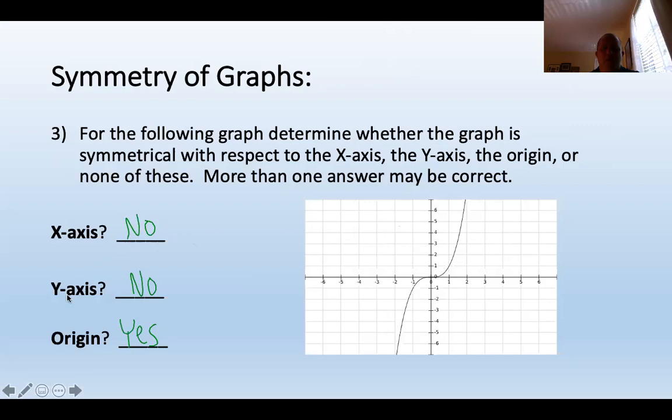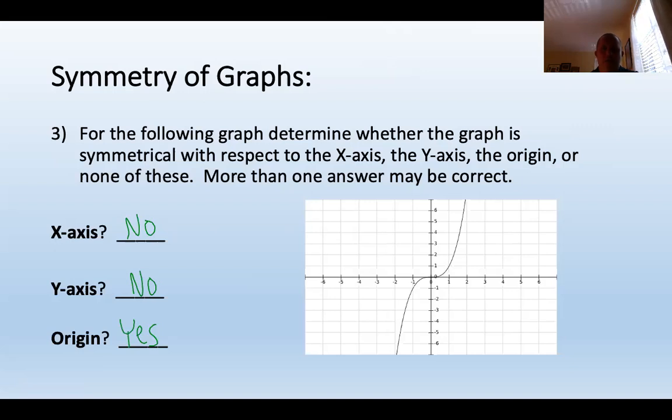The y-axis, though, if we reflect over the y-axis, we basically are going to do the same thing, but we're reflecting over the y-axis. So here's our y-axis running vertically. If I reflect this top piece over the y-axis, again, it's not going to be the same graph. If I reflect the bottom piece over the y-axis, it's not going to be the same graph. So we'll say no, the graph is not symmetrical with respect to the y-axis.